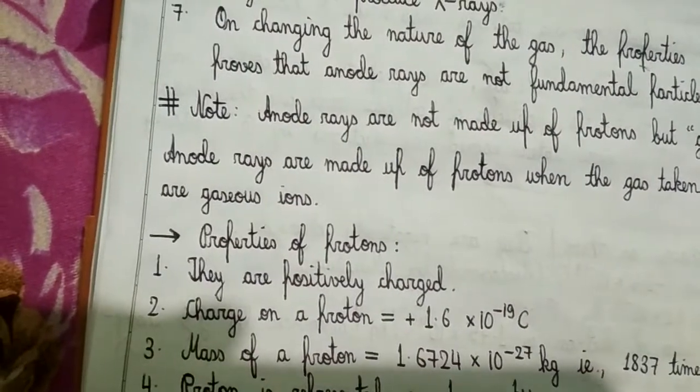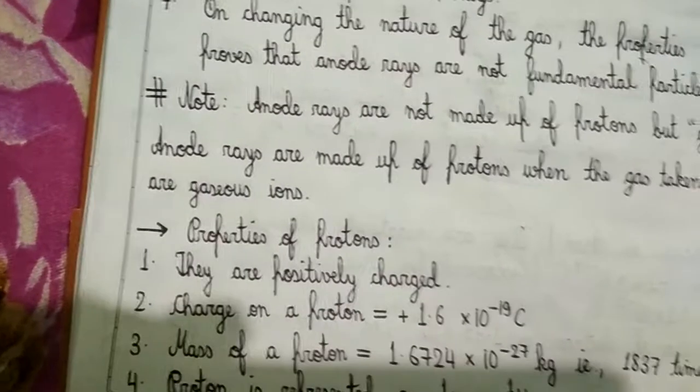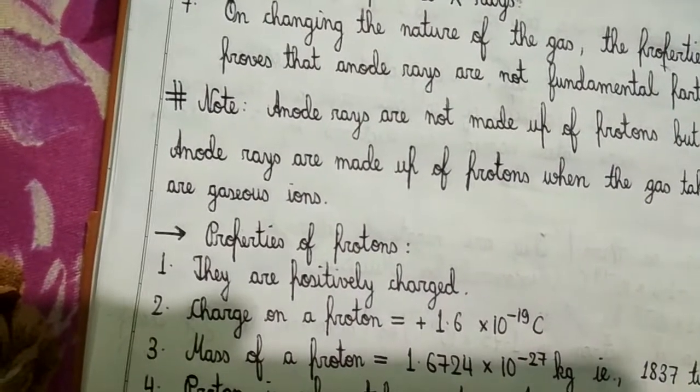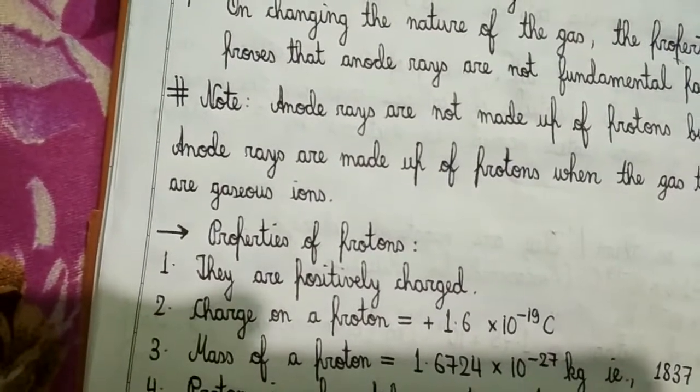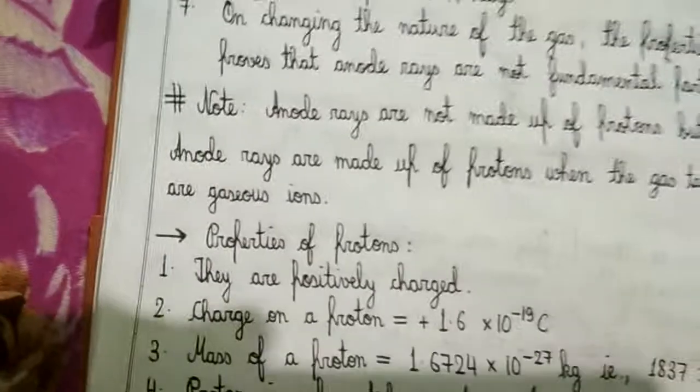Since the atom has to be electrically neutral, and we know that the charge on an electron is negative 1.6 into 10 to the power minus 19 coulomb, the charge on a proton must also be positive 1.6 into 10 to the power minus 19 coulomb. Then only is this charge balanced. Yes or no? Yep, definitely.